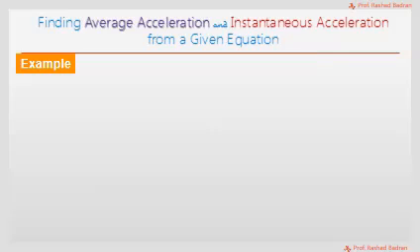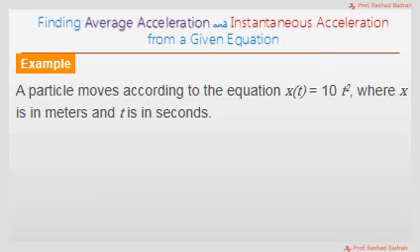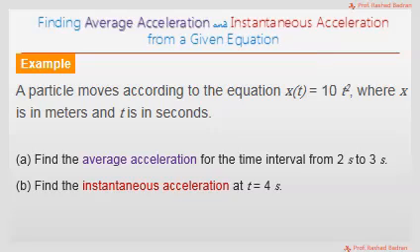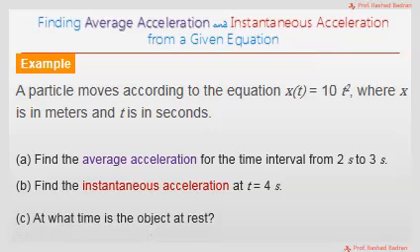In this example, a position of a particle is given as x equals 10t squared as it moves along the x-axis, where x is measured in meters and time in seconds. You are asked to find the average acceleration for the time interval from t equals 2 to 3 seconds. You are also asked to find the acceleration at an instant of time 4 seconds, and you have to answer the question, at what time is the object at rest?